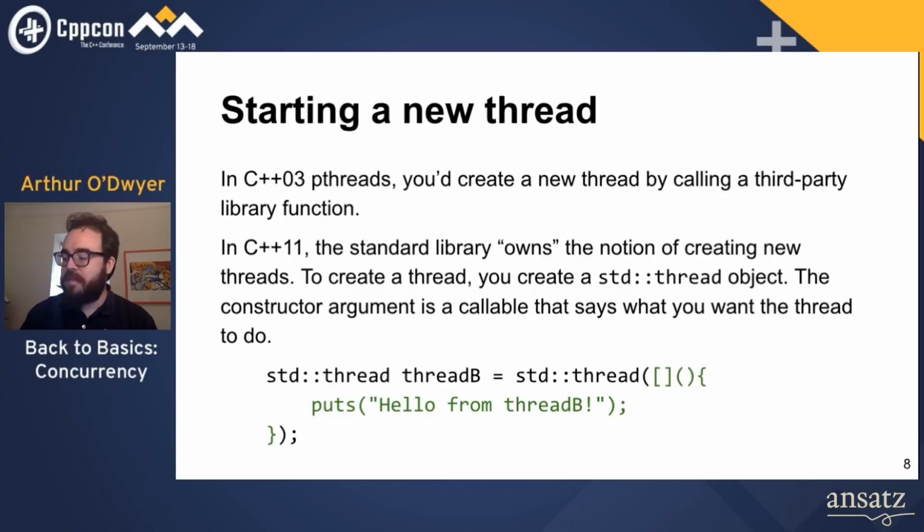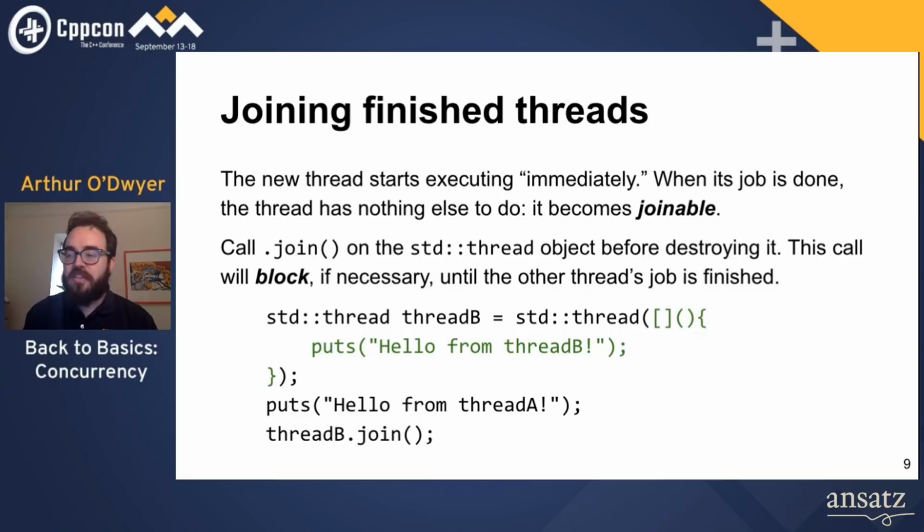The new thread starts executing immediately. When its job is done, the thread has nothing else to do, and so we say it becomes joinable. This is kind of a confusing term, join, to mean like finish up. But think of it as a single thread of execution branches at some point, and now we have two threads. And then at some point, their threads sort of join back together. One thread joins the other, and now we have a single thread again.